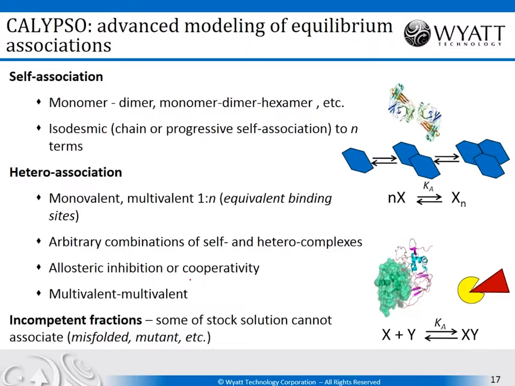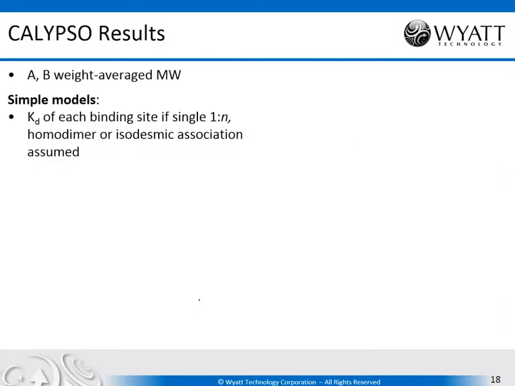There are opportunities for looking at cooperativity and also for multivalent interactions, which are quite complex, and Dr. Hasty will be telling you about some of these a little bit later on. You can also analyze incompetent fractions, so if some of the stock solution is not associating, that's something that can be determined as well using the CALYPSO software.